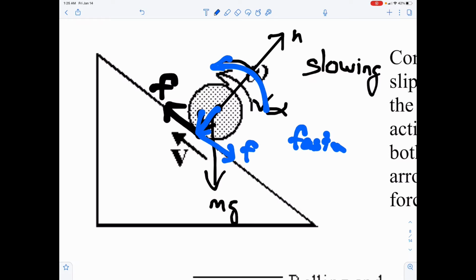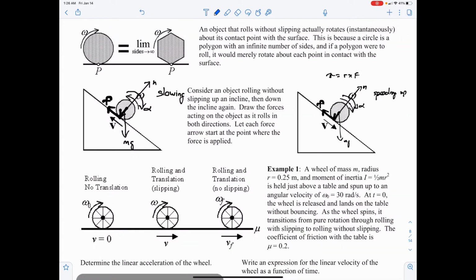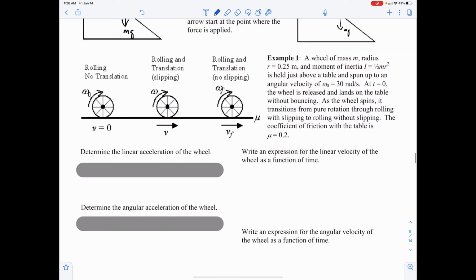So in order to figure out the direction of friction, you really need to know whether the object is speeding up or slowing down as it rolls. That is a huge, huge point.